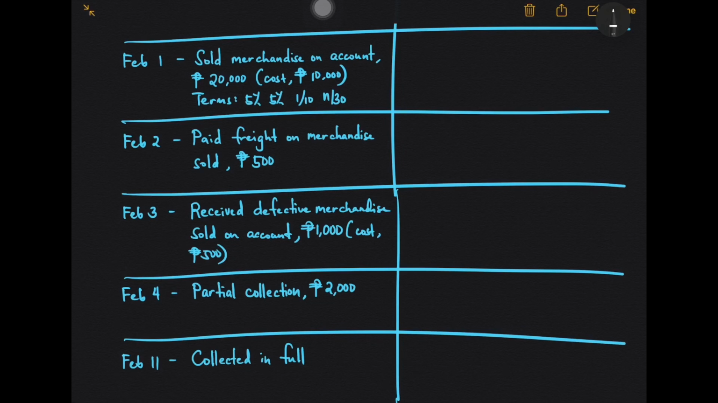February 1, sold merchandise on account, 20,000, cost is 10,000, and then you are given the terms. Let's journalize February 1. Debit accounts receivable, credit sales. We will not write 20,000 because we have trade discount. So let's deduct the trade discount. 20,000 times 95% times 95%. Answer is 18,050. And we will also write the cost. Debit cost of sales, and then credit merchandise inventory. Then write the cost, 10,000.